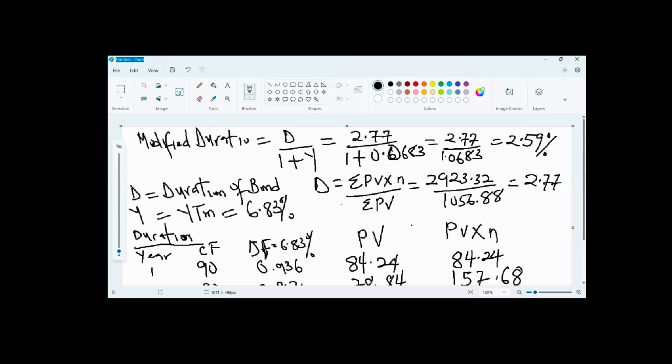It now requires explanation. We are done with the computation. What remains now is the interpretation of modified duration and the limitation.